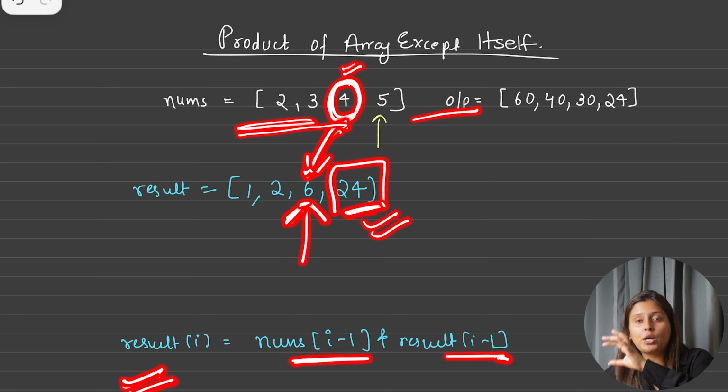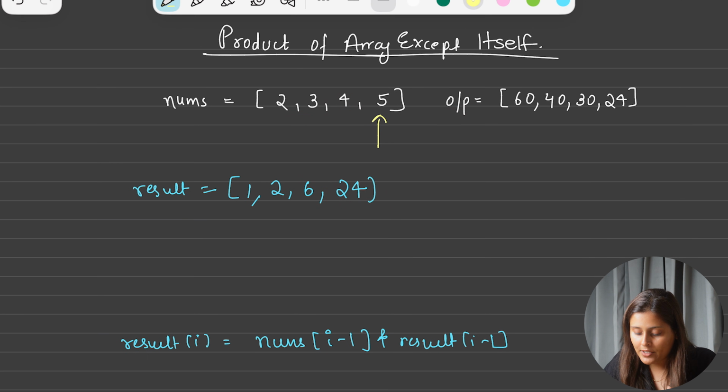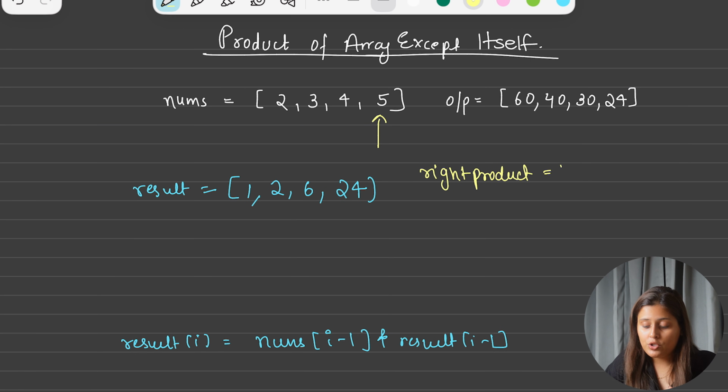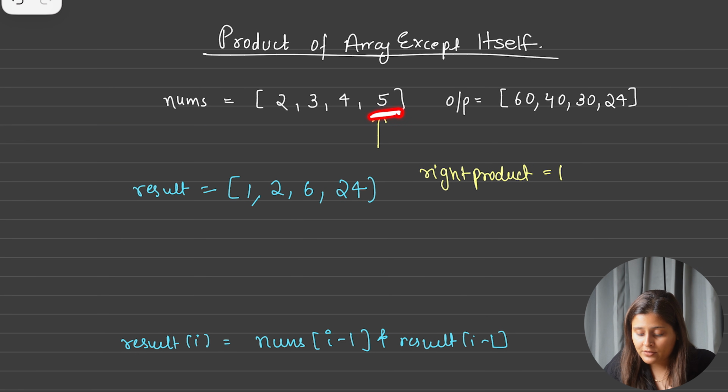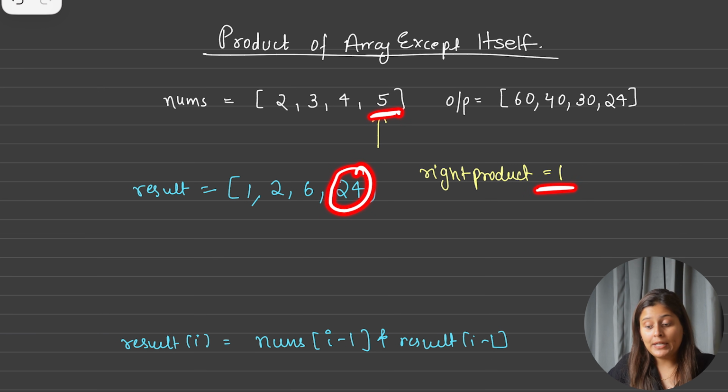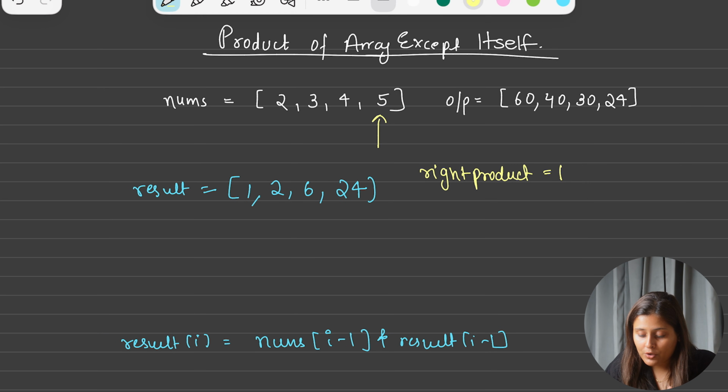No. So for the right product, we will use a variable. What variable? I am saying use a right variable, right product. So initially it was 1. So for 5, we have multiplied this number and this right product. So it has become 24 only. Now, when my I pointer will go to 4, correct? My I pointer will go to 4. Now for 4, what will I do?